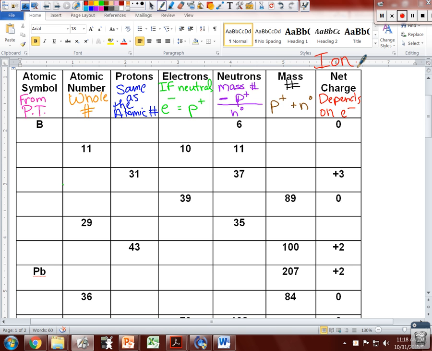So here's what we need to know about plus or minus. If it is a positive charge, and this is where it's going to get kind of weird, if it's a positive charge, you have fewer electrons. Can someone explain to me why that's true? Very good. So, say that a little louder and a little clearer.